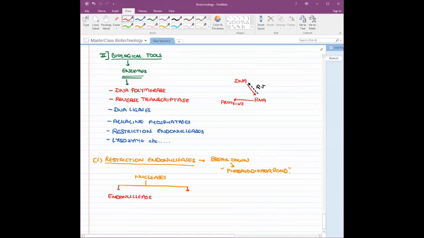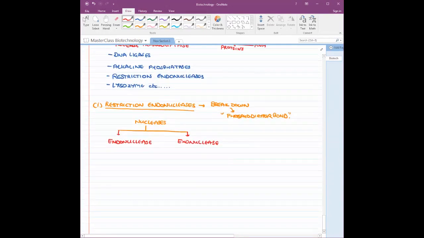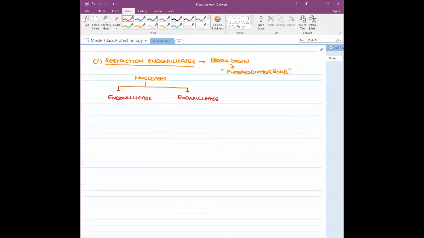We have two types of nucleases, endonuclease and exonuclease. But what is the difference between the two? Let's imagine we have a DNA strand like this, with the sequences of nitrogen bases, ATGC, ATGC, ATGC, whatever it is. Now, what happens in the case of endonuclease?